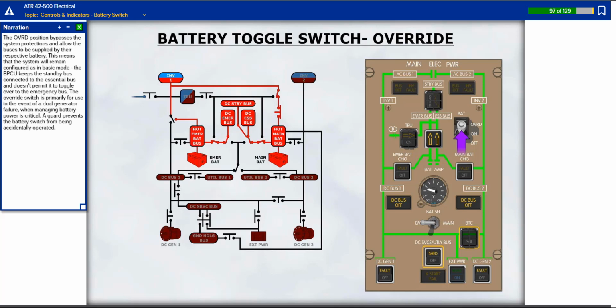The override position bypasses the system protections and allows the buses to be supplied by the respective battery. This means that the system will remain configured as in basic mode. The BPCU keeps the standby bus connected to the essential bus and doesn't permit it to toggle over to the emergency bus. The override switch is primarily for use in the event of a dual generator failure when managing battery power is critical. A guard prevents the battery switch from being accidentally operated.